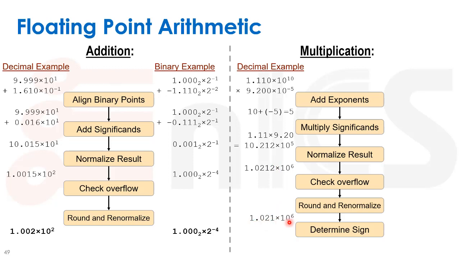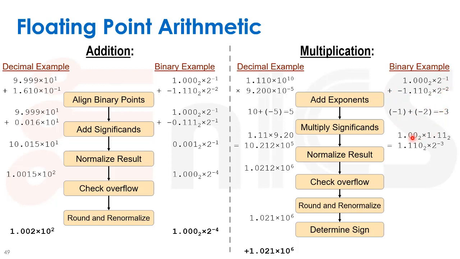We get 1.021 times 10 to the 6, and that is going to be our answer. Binary, again, is very, very similar. We have 1.00 times 2 to the minus 1, and this one is supposed to be a multiplication times this, and so again what we do is take the minus 1, add to it minus 2, we get minus 3, and then we multiply the significance, and we get 1.110 times 2 to the minus 3, which was what we found here for the exponent.